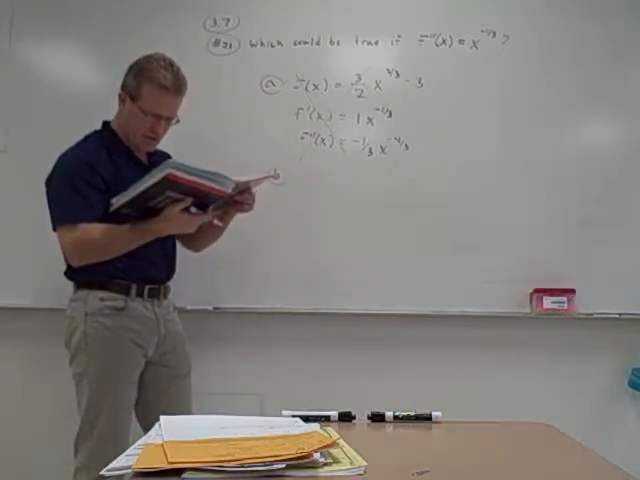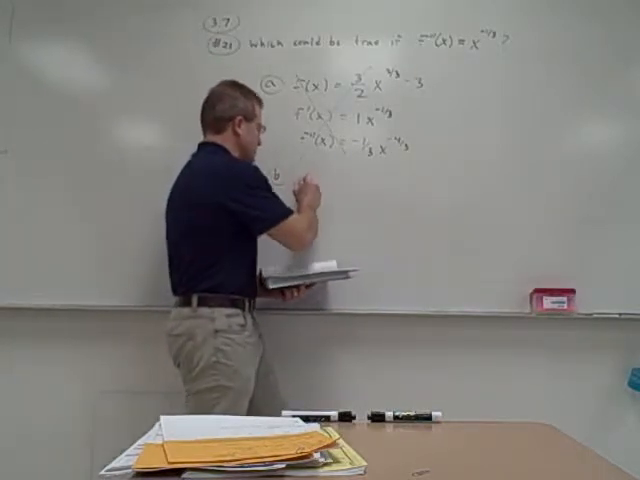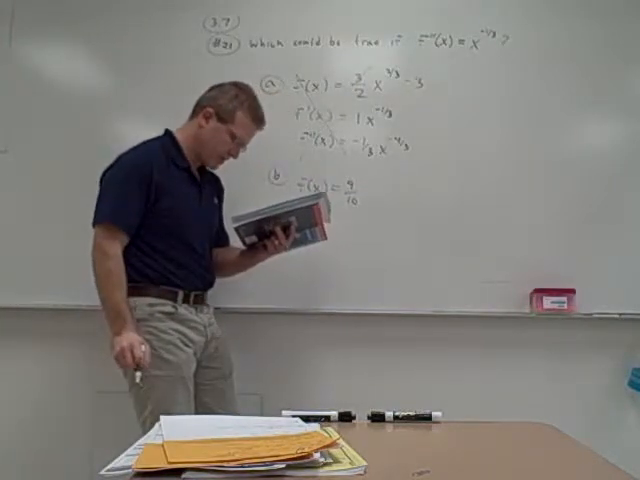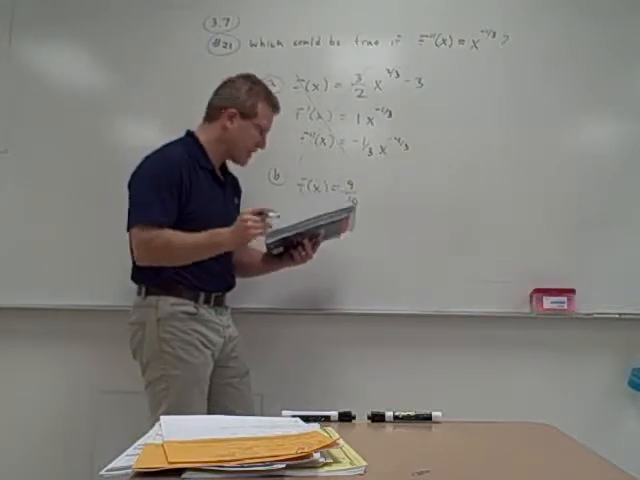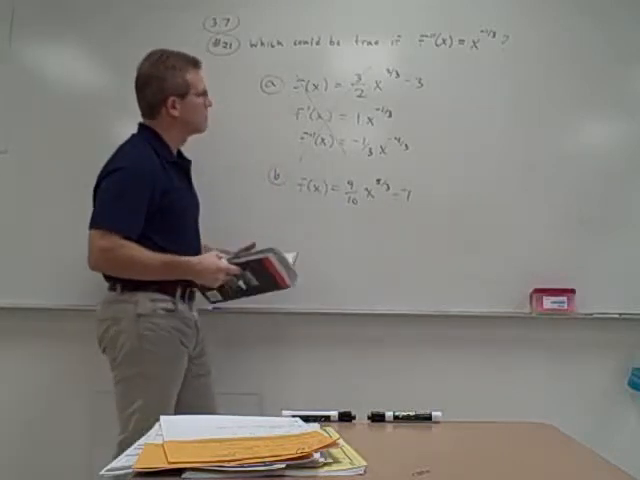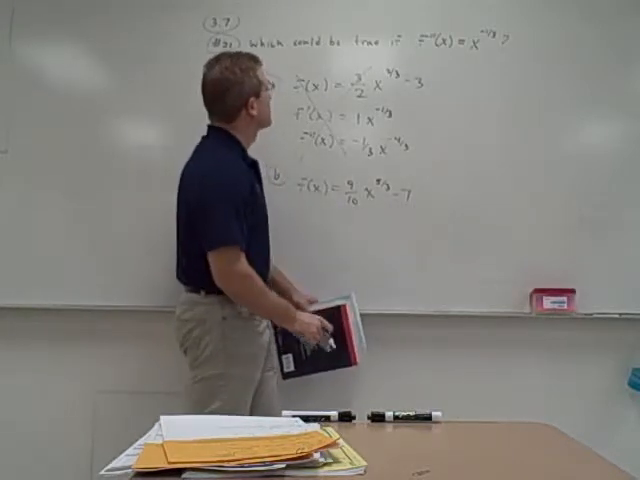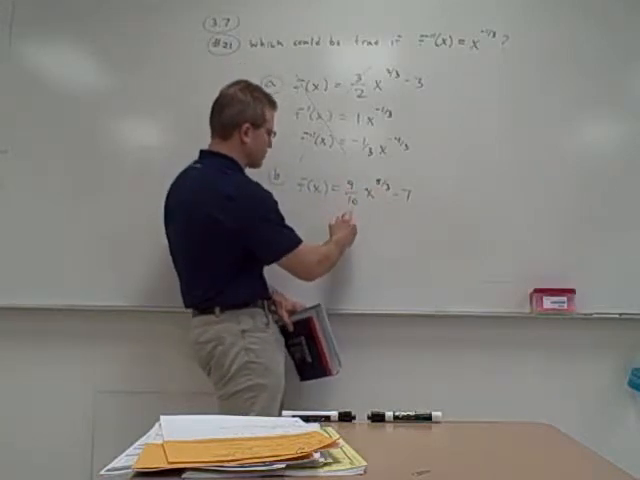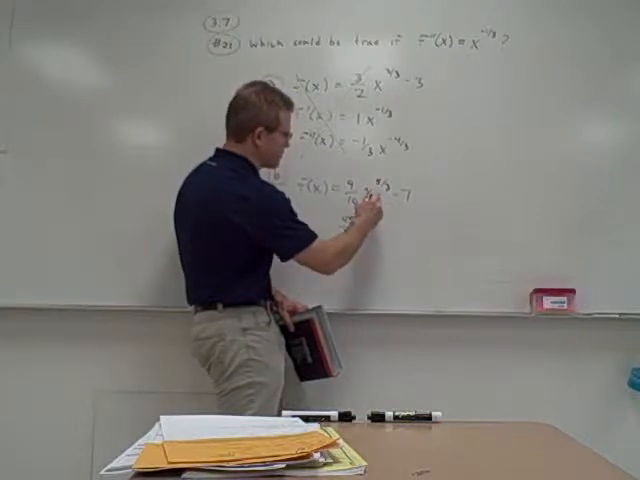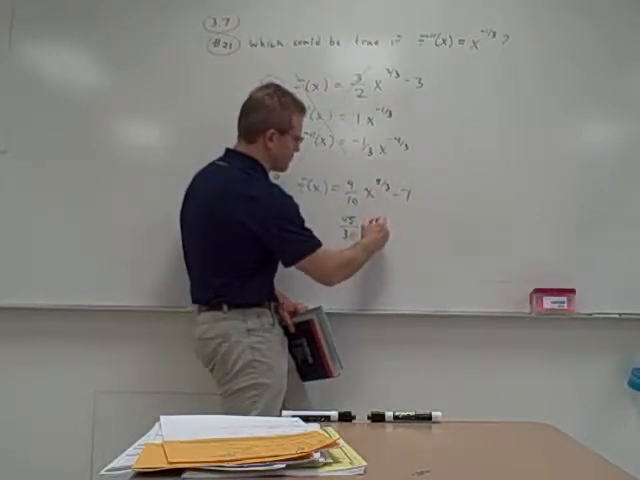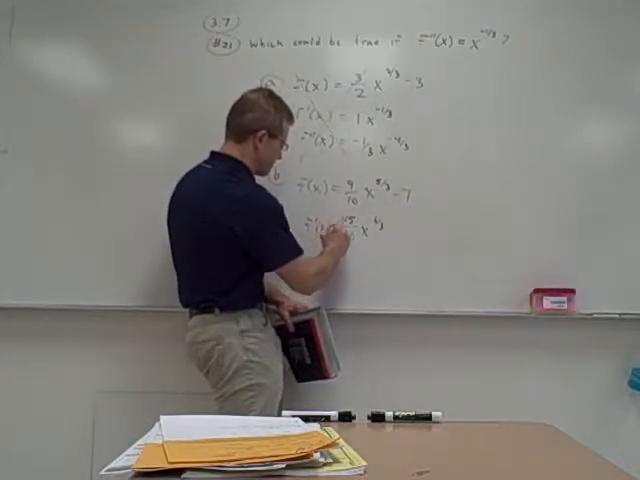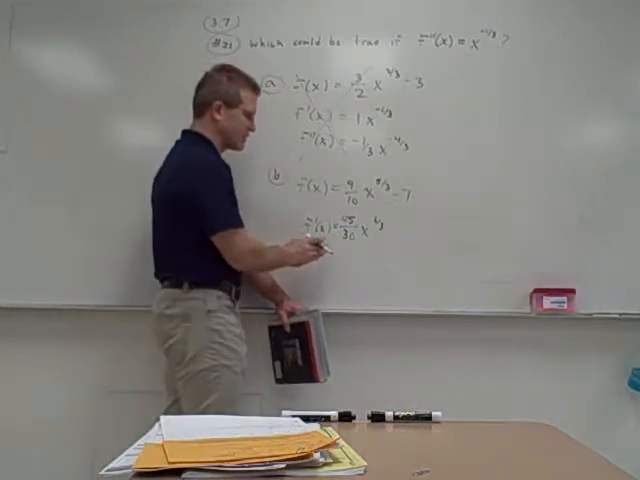Letter B. Now f of x equals 9/10 times x to the 5/3 minus 7. So if you take 5 times 9, that's 45. 3 times 10 is 30. Take that exponent down by 1, so 5/3 minus 3/3 is 2/3. Derivative of negative 7 is 0. There's your first derivative. And 45/30 is the same as 3/2.